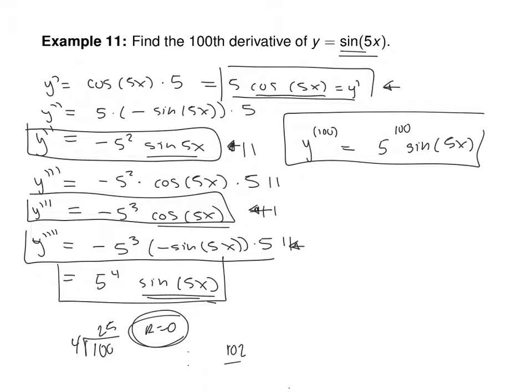Well, what if I asked you for the 101st derivative? Dividing 101 by 4 would have a remainder of 1, right? Which means you'd be like the first derivative. So it would have been 5 to the 101 cosine of 5x. If the remainder would have been 2, it would be this and then the sine, and then 5 to whatever number of derivative it was.